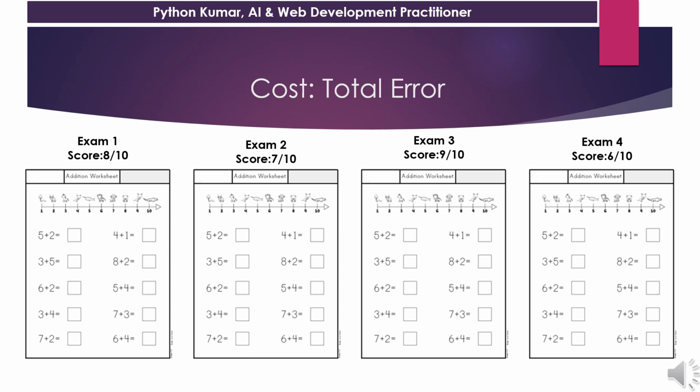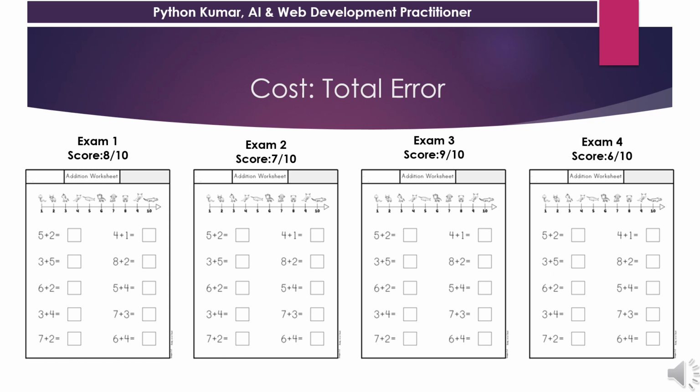Now in the first exam I have a loss of 2. That is, I make 2 errors. In exam 2 I scored 7, so I made 3 errors. In exam 3 I scored 9 out of 10, so I made 1 error. And in exam 4 I scored 6 out of 10, so I make 4 errors. Now all these errors or losses combined, mind it, combined. That is exam 1 plus exam 2 plus exam 3 plus exam 4.